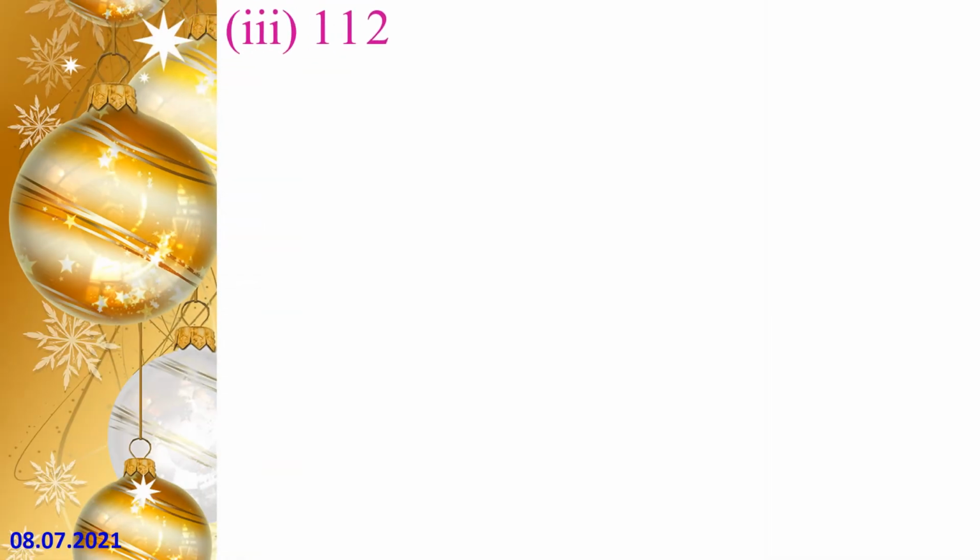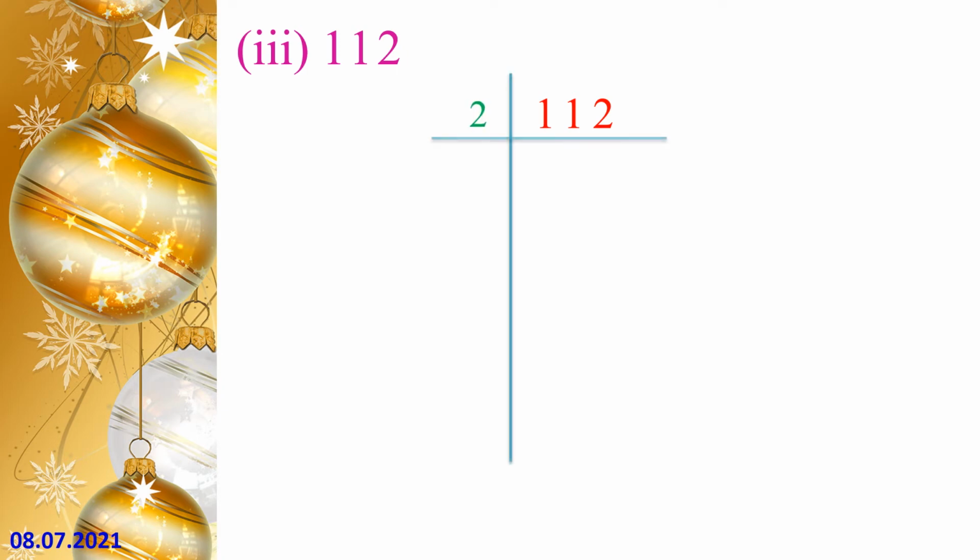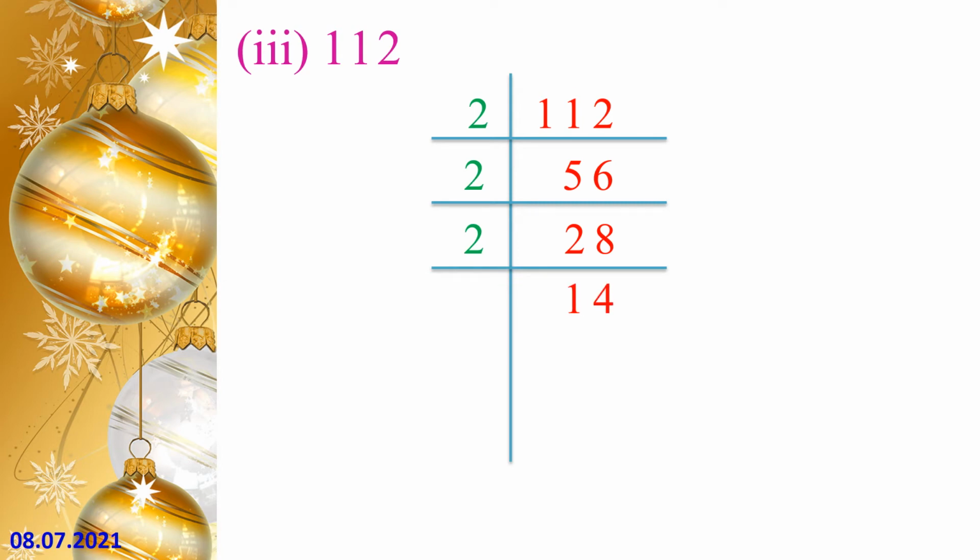Next one, 112. Now here 112 is the dividend. Let us decide the divisor. So 112 is an even number, so it is divisible by 2. So 112 divided by 2, we get the quotient as 56. Now 56 is also an even number, so it is also divisible by 2. 56 divided by 2, we get the quotient as 28. Now 28 is also divisible by 2. Therefore 28 divided by 2, we get 14.